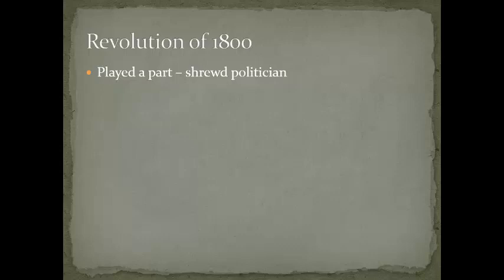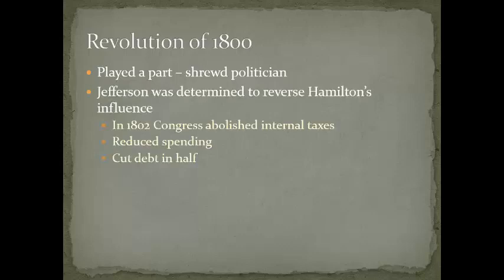He founded the University of Virginia. He was an educated man. So he liked to play the part of the everyday commoner, but in reality, he was a very shrewd and powerful politician. Now, as I mentioned, Jefferson was determined to reverse Hamilton's influence.